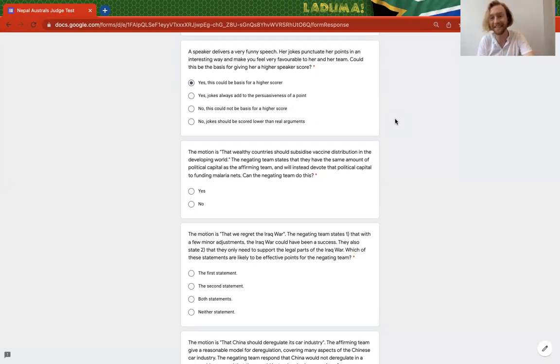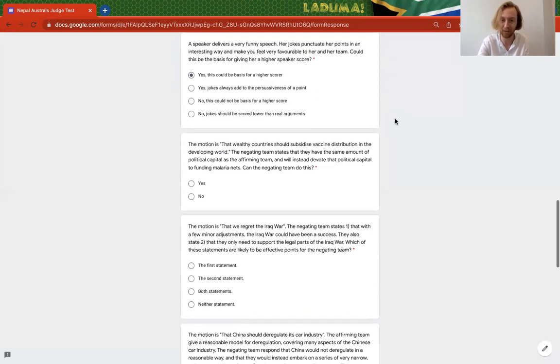Of course, jokes are not a substitute for real analysis and real points. You can give an extremely funny speech that is nonetheless very unpersuasive for your side of the topic. And jokes don't always add to the persuasiveness of a point. They have to be good jokes, right? They have to be jokes that actually increase the persuasiveness of a point, insofar as you could use it as the basis for a higher speaker score.